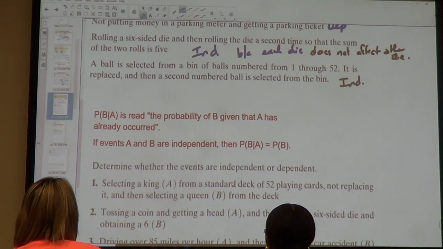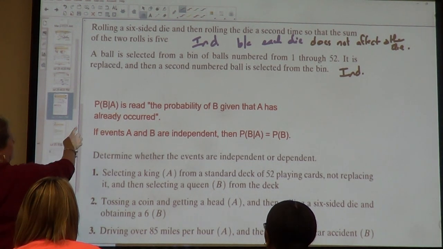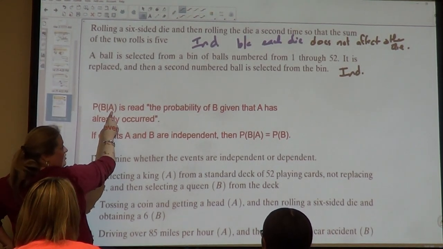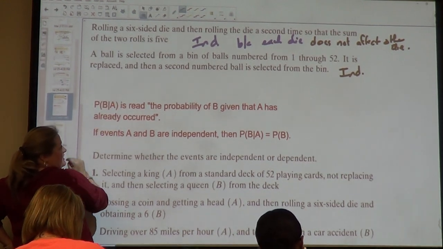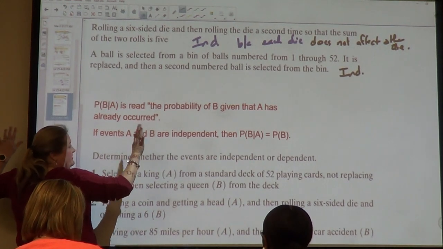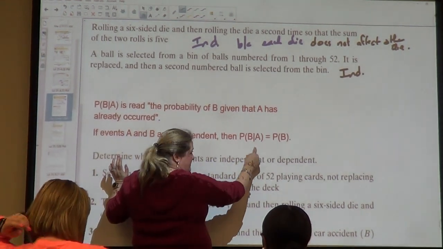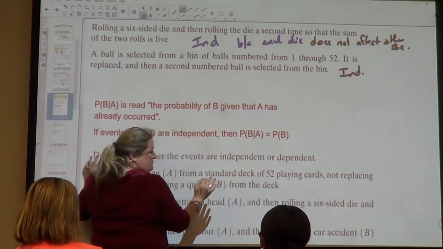All right. This is talking about the probability of B given that A occurs. The probability of B given that A occurs. If events A and B are independent, meaning they have nothing to do with each other, then the probability of B given that A occurred is going to be the probability of B.